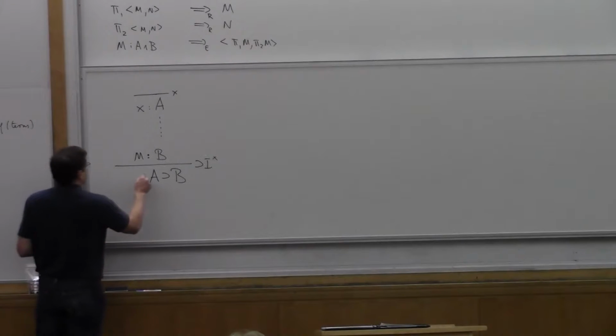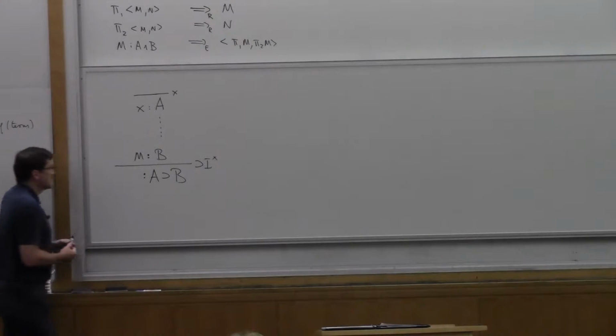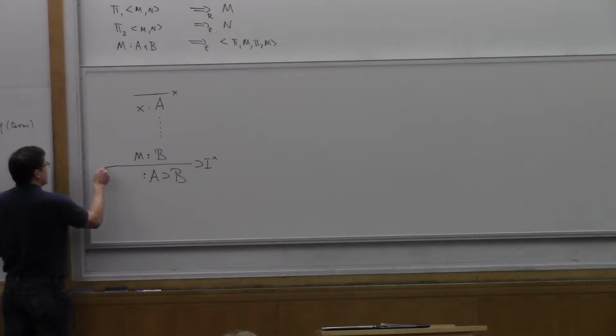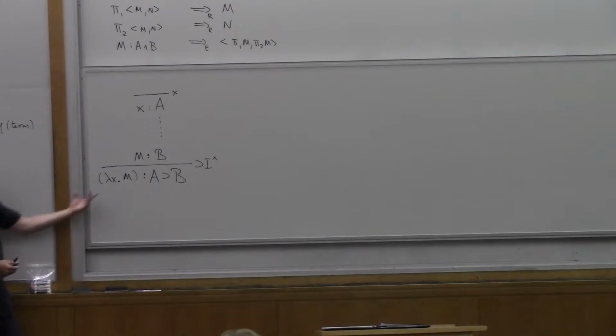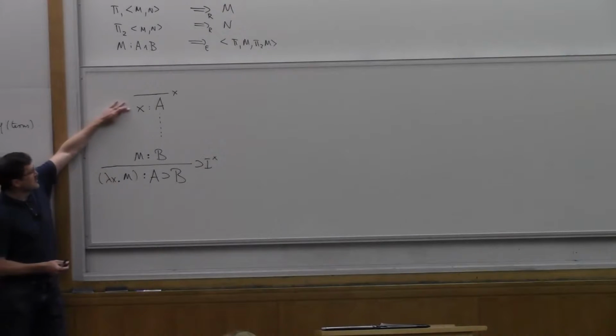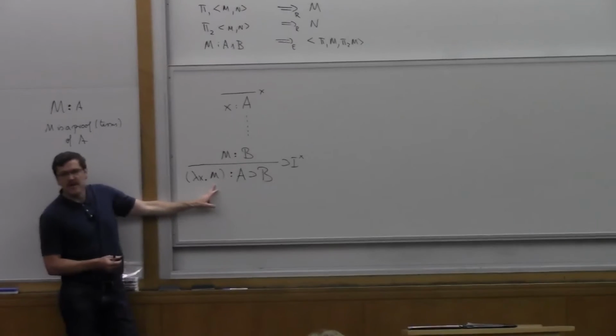Then the term here is going to be lambda x. M. This is a function which, if you give it a proof of A, gives you a proof of B. So that's a way to think about it.